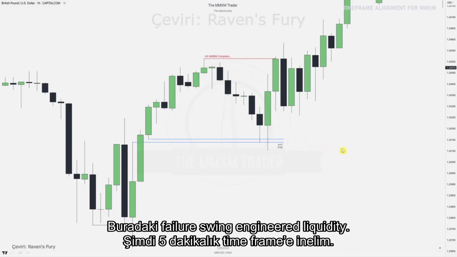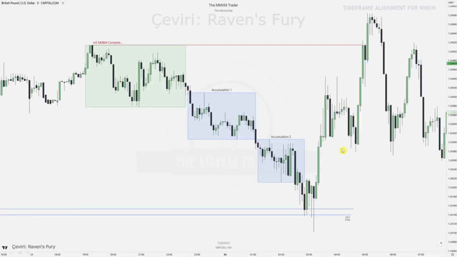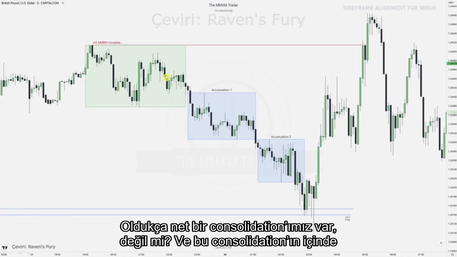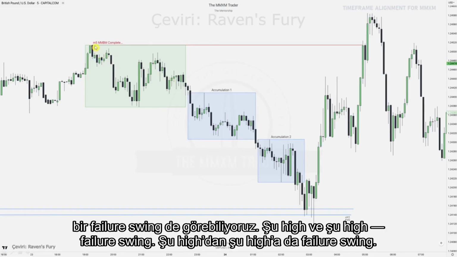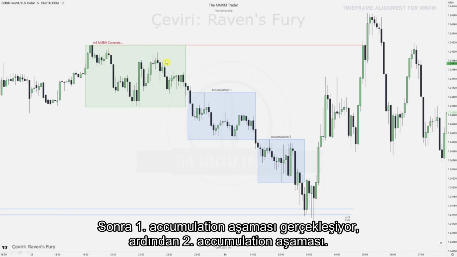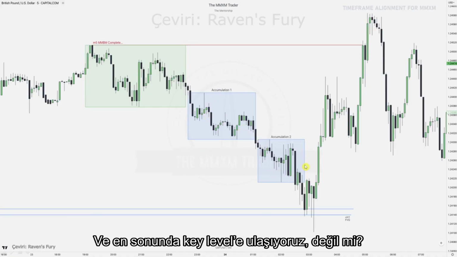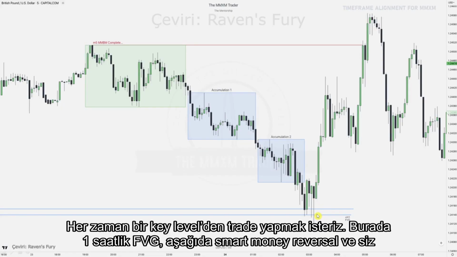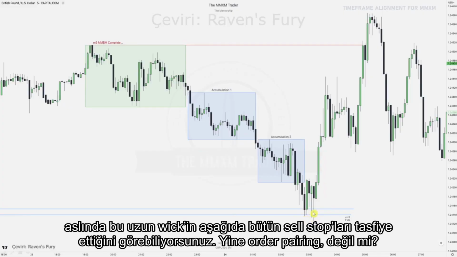So let's dive into the 5-minute time frame. So we've got this pretty clear consolidation, right? And inside this consolidation, we can also see a failure swing, right? This high and this high, failure swing, this high to this high, failure swing, and then accumulation phase 1 happens, accumulation phase 2, and then eventually we hit that key level, right? We always want to trade off a key level. So 1-hour fair value gap down here, smart money reversal, and you can actually see this long wick down here raids all these sell stops down here.